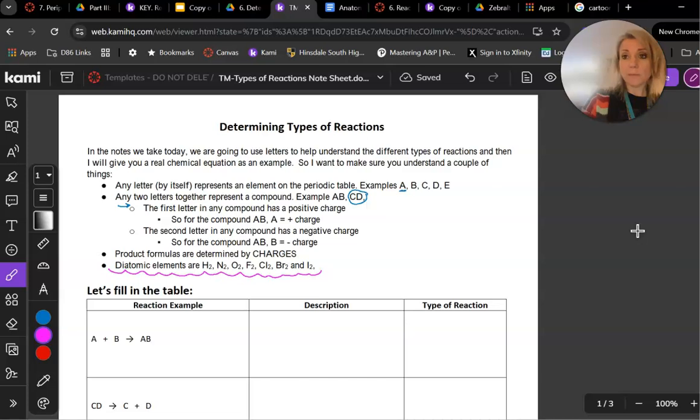If you need a moment to read through all of those bullets again, put this on pause and do that. But if you're good, then let's get started.